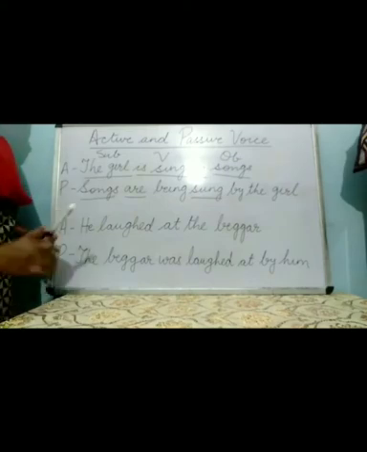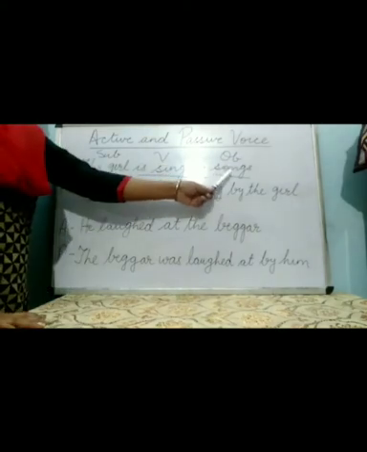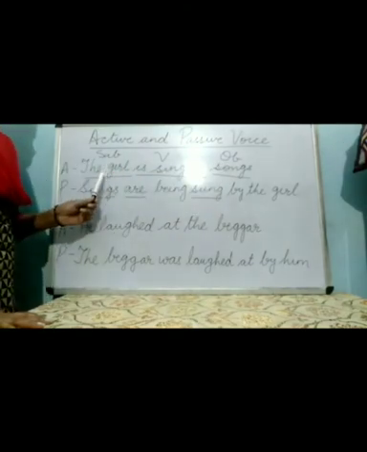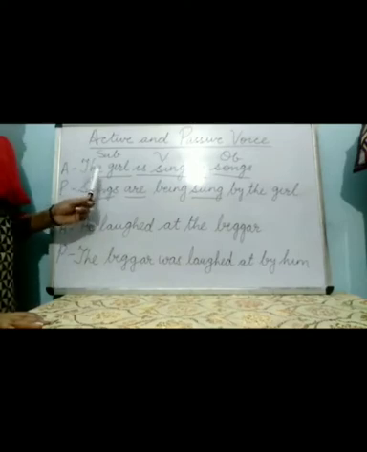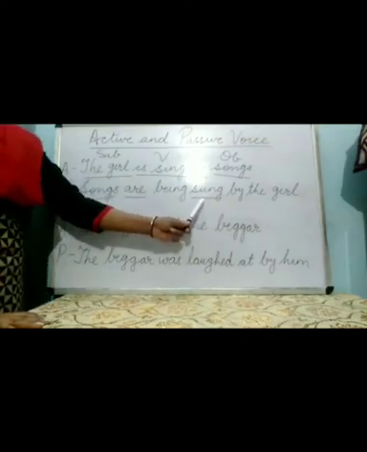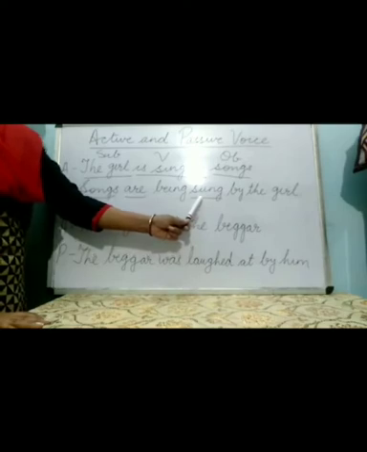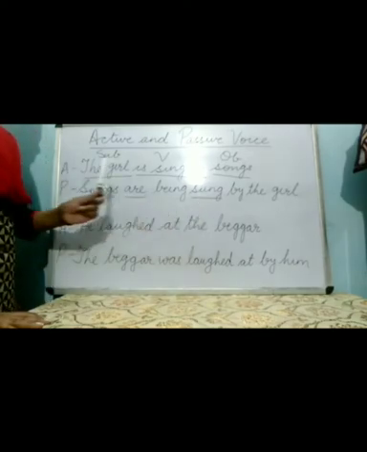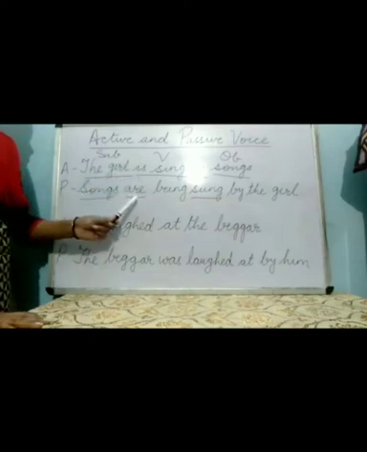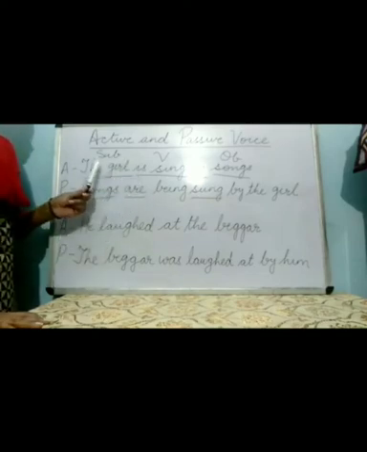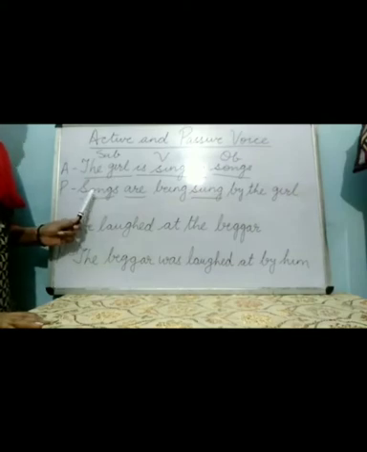The first is that the subject is taken to the object's place and the object is brought to the subject's place when we are changing it from active to passive voice. The second rule is that we always use the past participle form of the verb in the passive voice. And then the third rule is that the number of the verb depends upon the number of the subject.